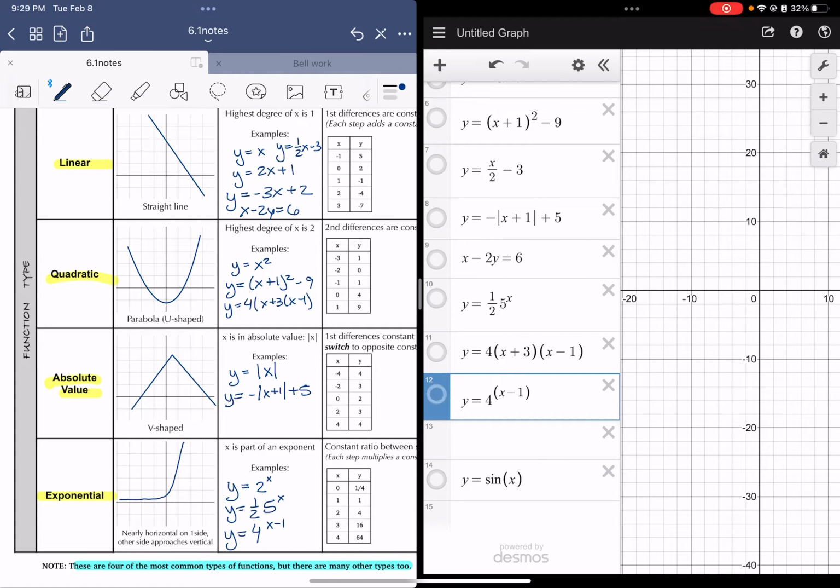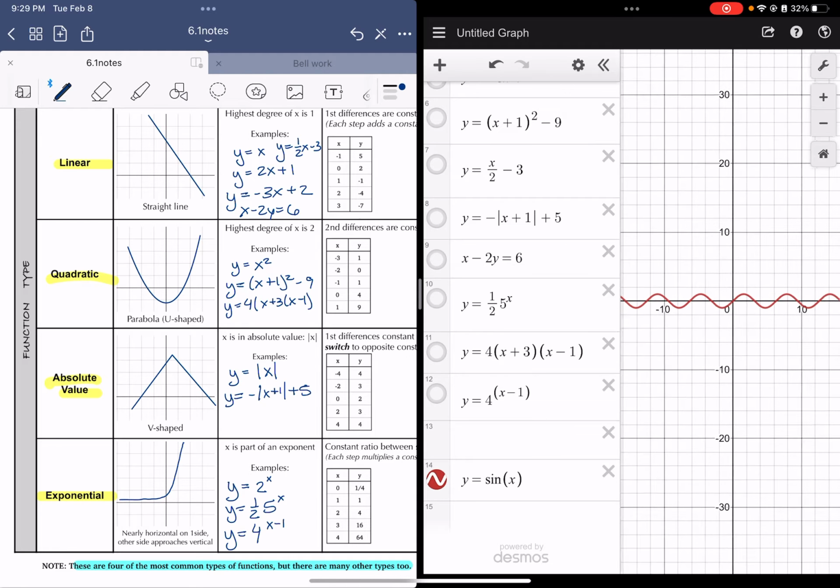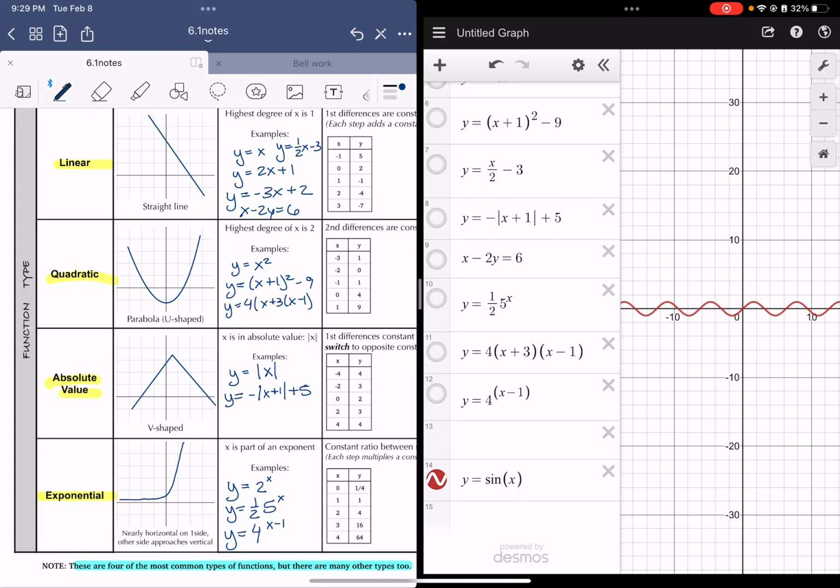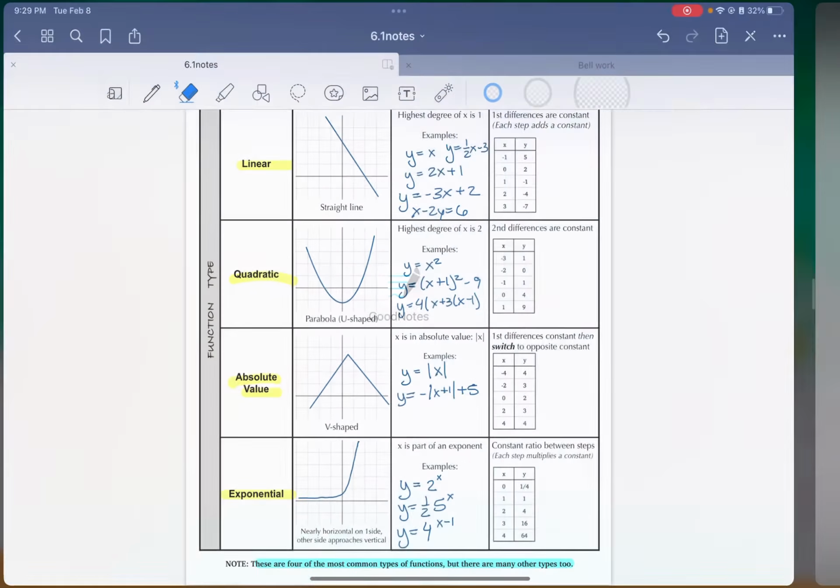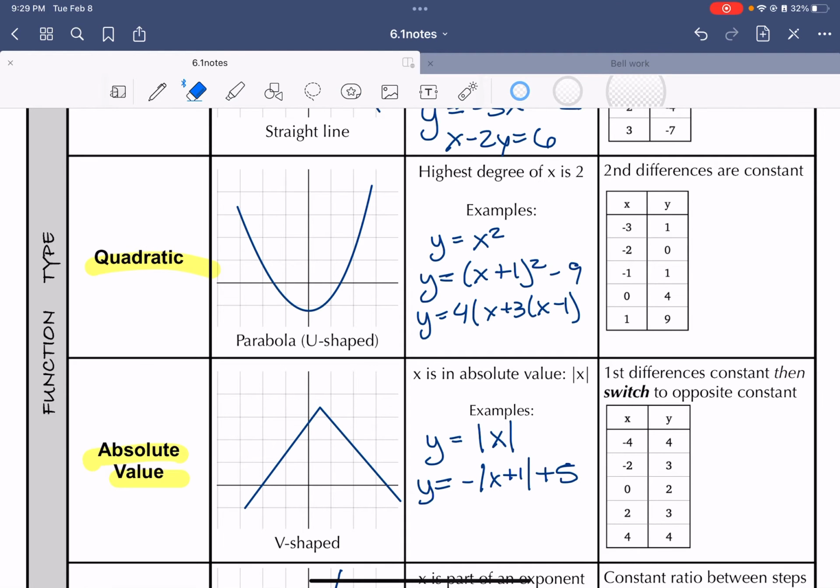I'm going to give you one example that, like I said, there's other types of functions besides these 4. Here's one that maybe you haven't seen before. This is what the function y equals sine looks like. So that doesn't look like any of our pictures. Sometimes you'll have functions that don't belong in any of the categories, and that's okay. It's none of the above. All right. So let's go ahead and go back to our notes.